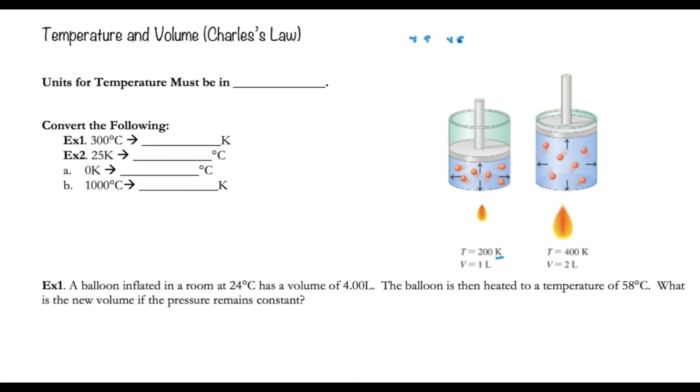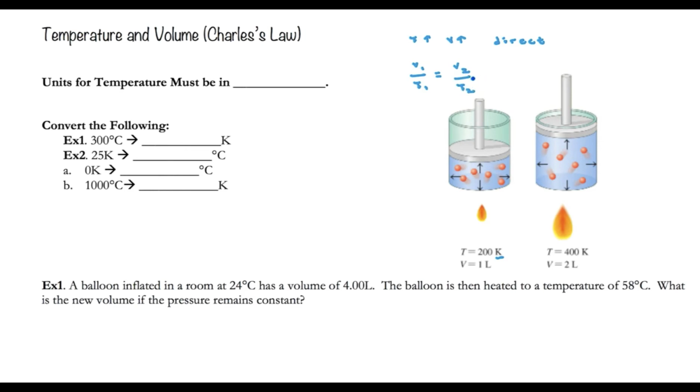What type of relationship is this? Well, this is a direct relationship. When one goes up, the other one goes up as well. Now, the equation for this is going to be V1 over T1 equals V2 over T2.